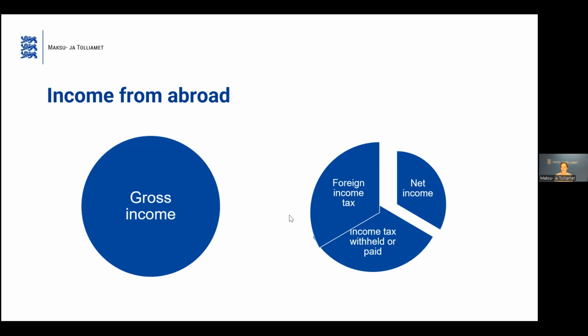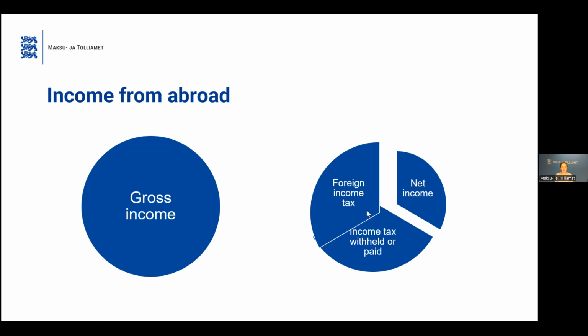Now, in case you have income from abroad and you are an Estonian tax resident, then you should also declare the income received from foreign countries in the Estonian tax return, even if foreign income tax has already been paid in another country. Still, you have to declare this income, including this foreign income tax, to the Estonian tax return, and you should have the document about this income and this foreign income tax.